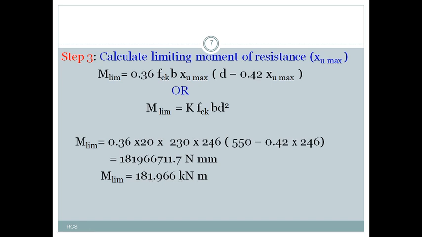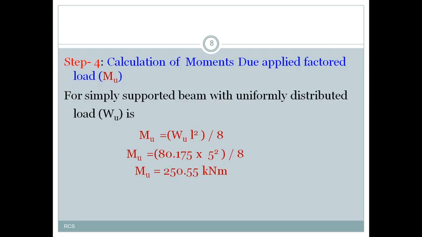So after calculating Mu limit, we have to calculate the factored bending moment, or the moment due to the applied factored load. In the problem it is given that we are designing a simply supported beam with a uniformly distributed factored load of Wu. This Wu we have already calculated in our first step. So for this case, when a simply supported beam is subjected to UDL, the maximum bending moment occurs at the middle of the beam, that is Mu equal to WL square by 8.